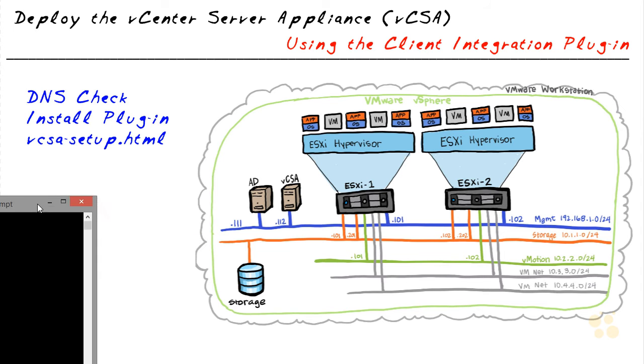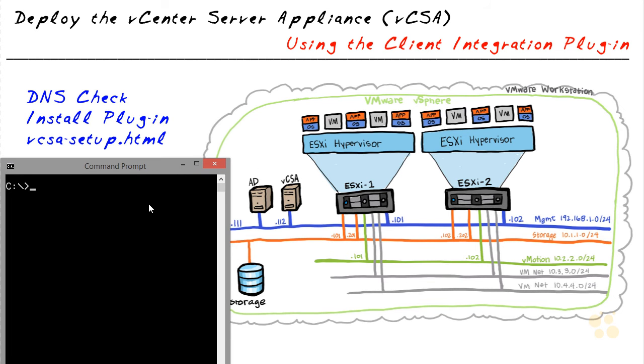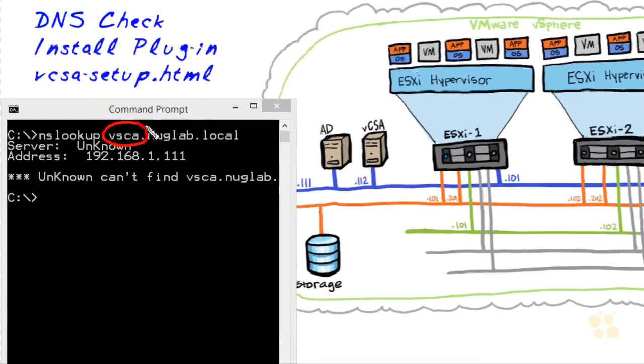So let's bring out a command prompt. This is from the PC that I'll be doing the deployment from, and let's use nslookup. And we'll type in the host name of vsca.nuglab.local, press enter, and we have a failure. And the failure is me, because I typed in vSCA as opposed to vCSA, and that's why it couldn't be resolved, because I don't have that name inside of DNS.